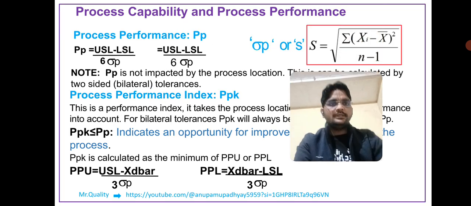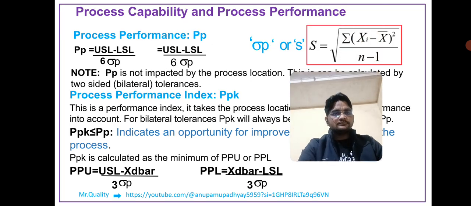For PP and PPK, the formula is the same, but the value of the standard deviation, sigma, is different. In these conditions, what is the formula of PP? PP is USL minus LSL, meaning upper specification limit minus lower specification limit, divided by 6 sigma P.